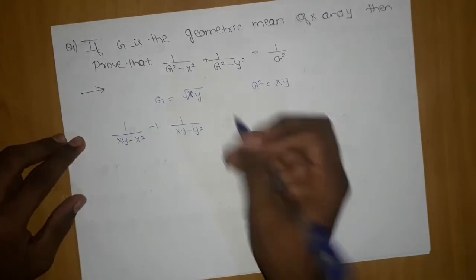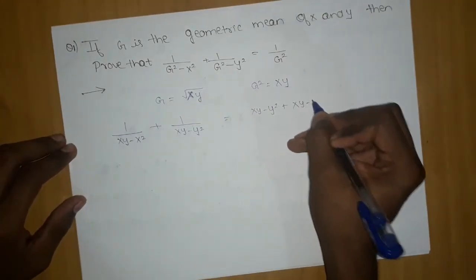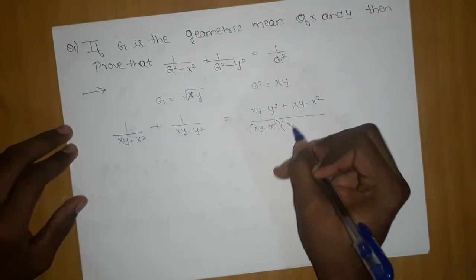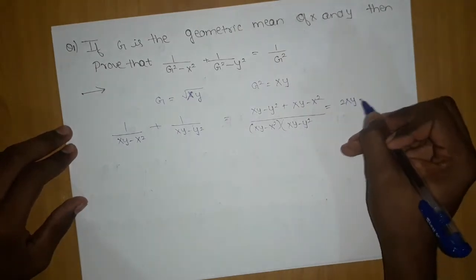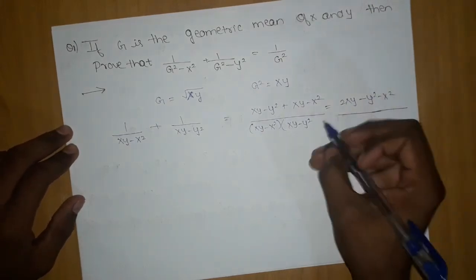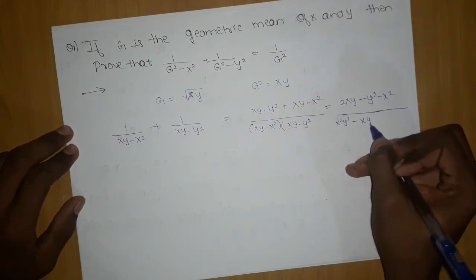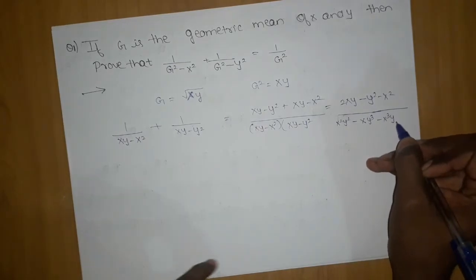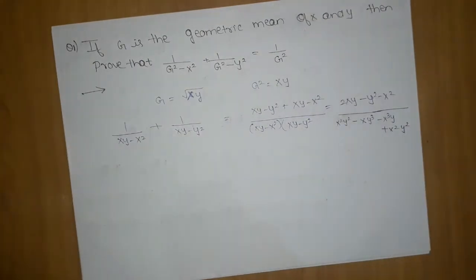If I multiply both sides, what I have? xy minus y square plus xy minus x square upon this thing, xy minus x square into xy minus y square. Further on, here you have 2xy minus y square minus x square, and here you have x square y square, x y cube, and here you have x cube y, similarly plus x square y square. This thing you have here.